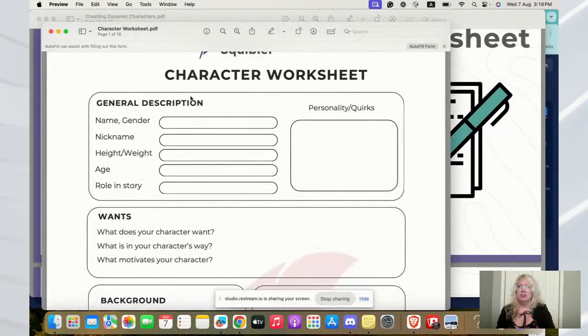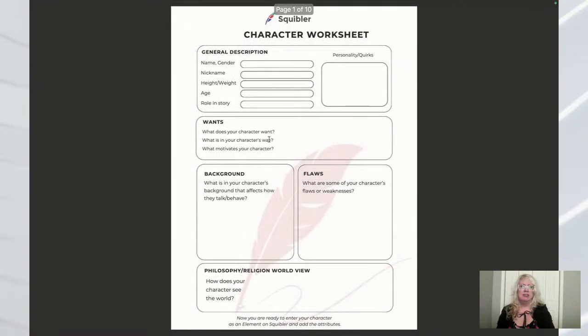And so this is here for you. What you can do is just download it for yourself. You can start to build your character here. You can put their personality and quirks, their general description, their wants and needs, as we saw professional authors write about, their flaws, which we also saw that a lot of these professional writers that you've heard about say is useful. You can talk about their background, as we've learned is also useful, their philosophical or religious worldview.